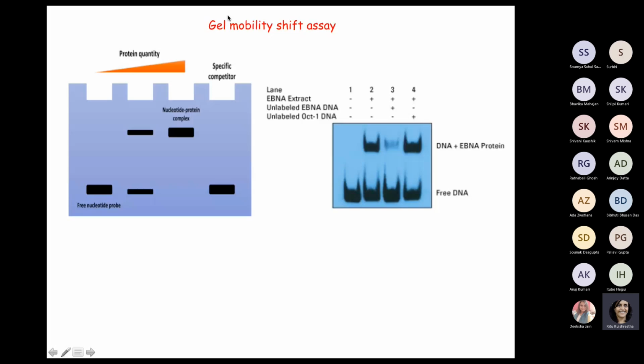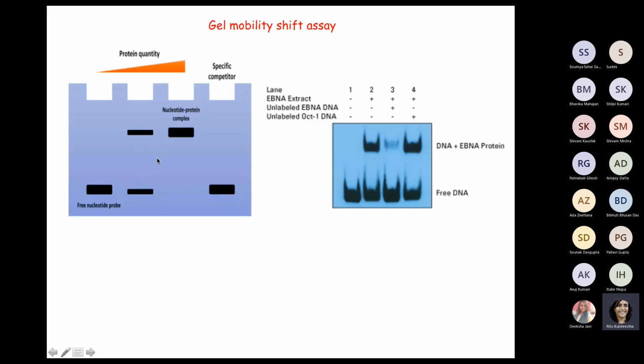In another tube you added more protein. In another tube you added further more protein, and then you run all these samples on the gel. So what you will see is that when comparatively lower protein quantity is there, and let's say your protein is binding to the DNA, then you will see a mobility shift. If, let's say, your hypothesis was wrong and your protein is not binding to that DNA, you will not see any mobility shift. All the DNA will be present here.